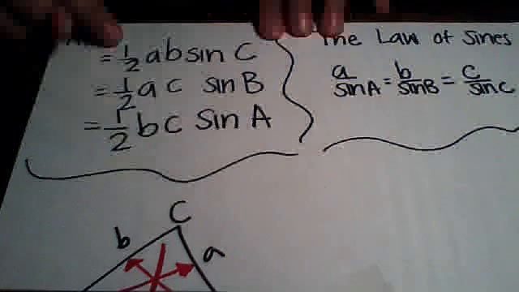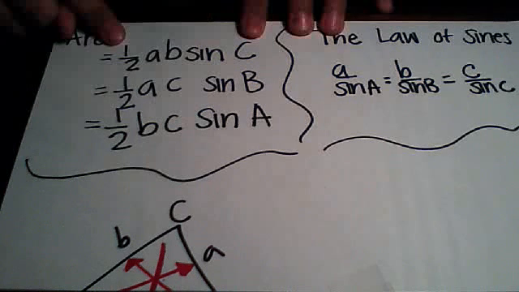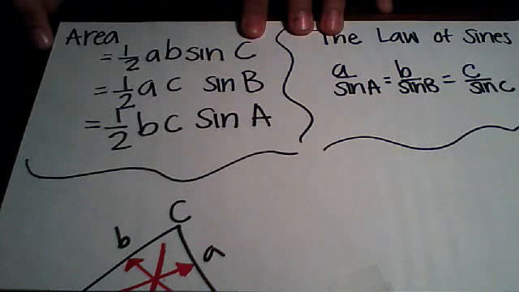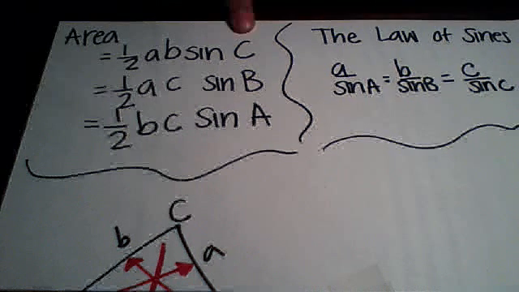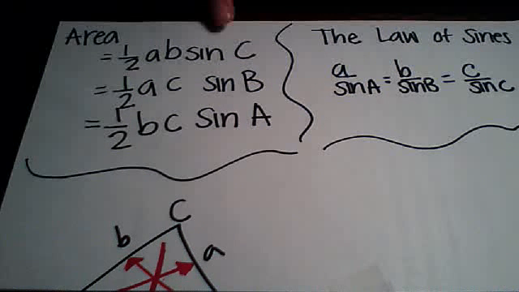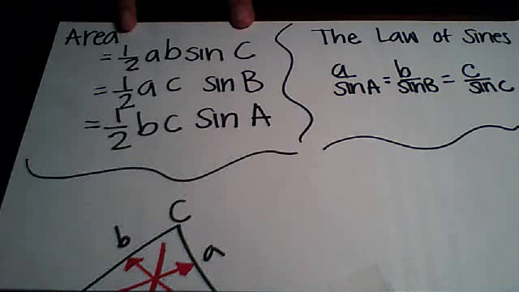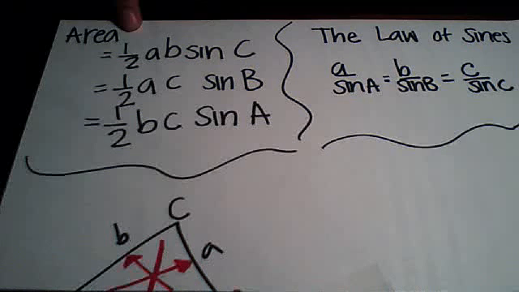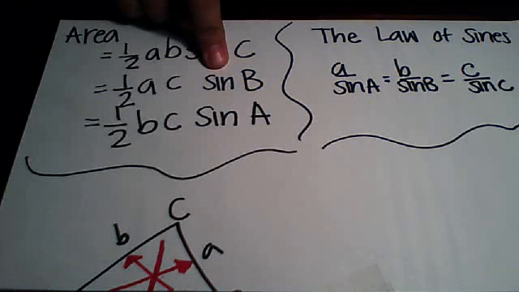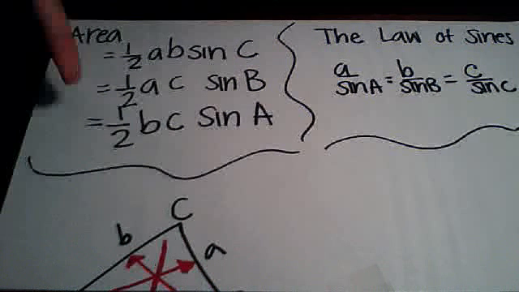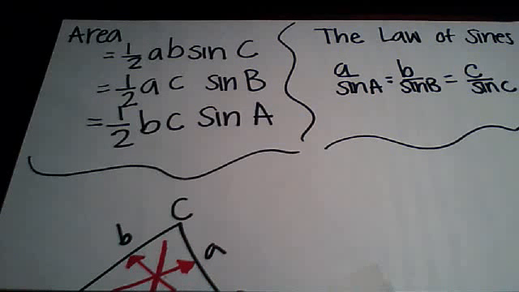We put them in this order and we use them depending on what we are trying to find, or what we have and what they give us. So let's say they give us angle C, then we would use this formula. Let's say they give us angle B, then we would use this formula. The same thing with angle A.